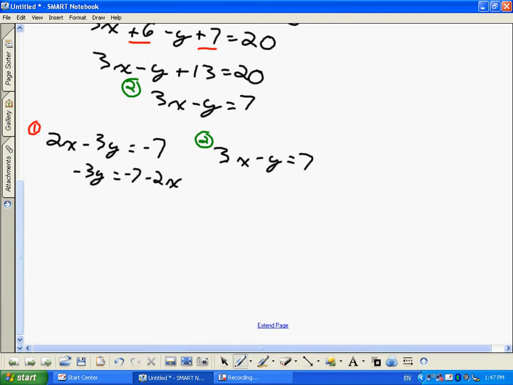To isolate for y, I need to divide everything by negative 3. y equals, sorry, 7 over 3 positive plus 2 over 3 x. So, I've now put this into an equivalent equation. Ours is in fractions.